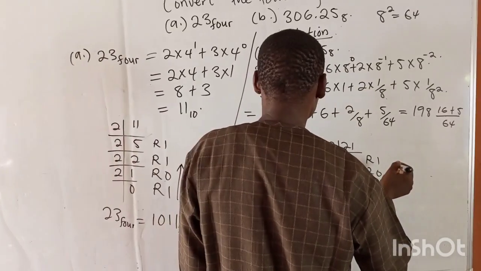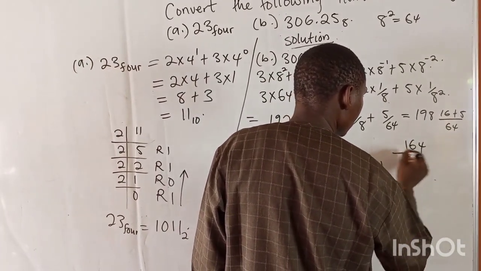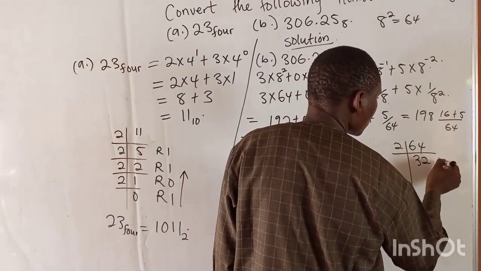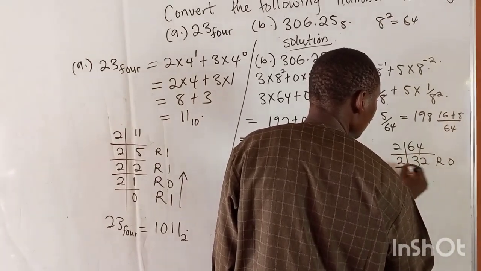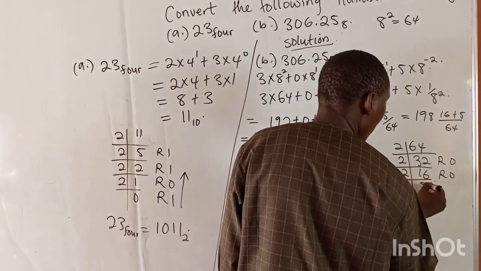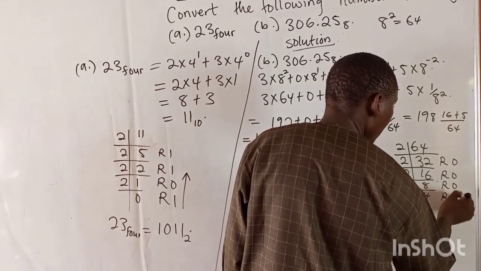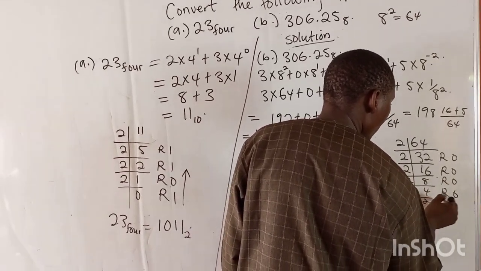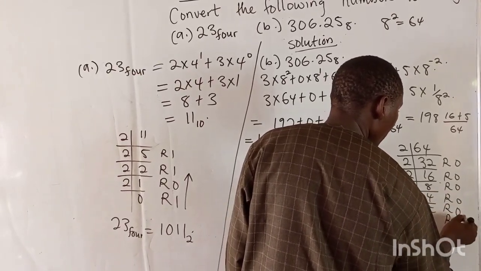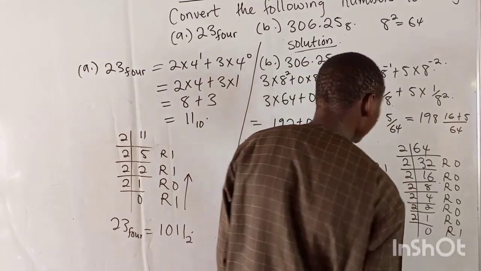Now remain 64. Now 64 divided by 2, we have 32 remainder 0, and 32 divided by 2, we have 16 remainder 0, and 16 divided by 2, we have 8 remainder 0, and 8 divided by 2, we have 4 remainder 0, and 4 divided by 2, we have 2 remainder 0, and 2 divided by 2, we have 1 remainder 0, and 1 divided by 2, we have 0 remainder 1.